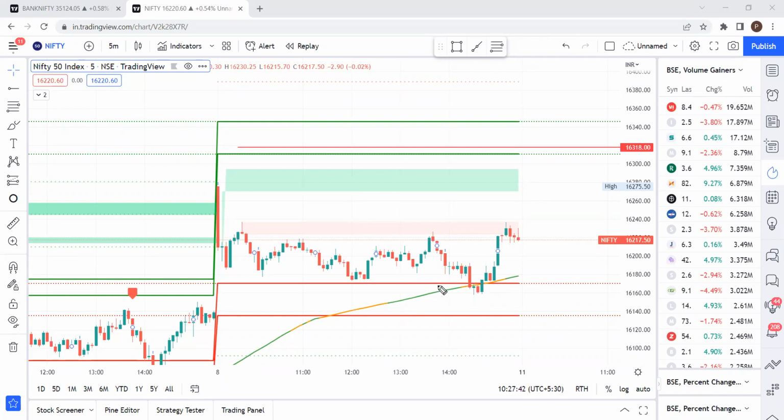Don't consider this moving average. I'm not considering this moving average. If this comes and goes above, I'll be taking a trade. But make sure that this trade is on the upside. It is breaking the level of this level also. When this also breaks, I have a target of this much.